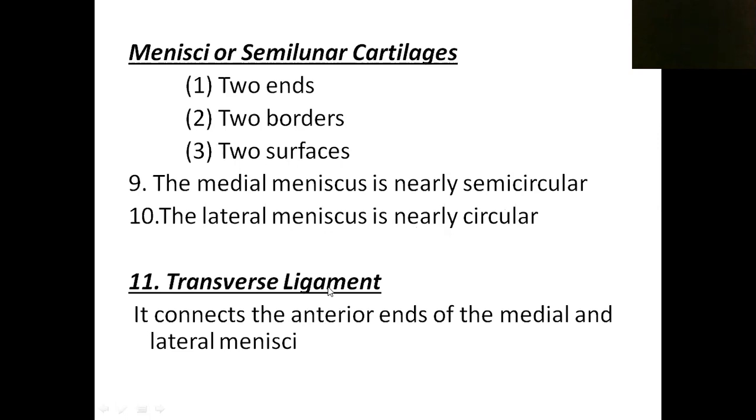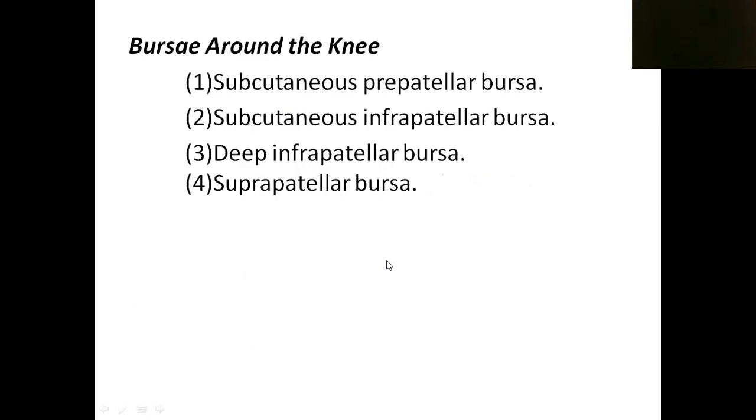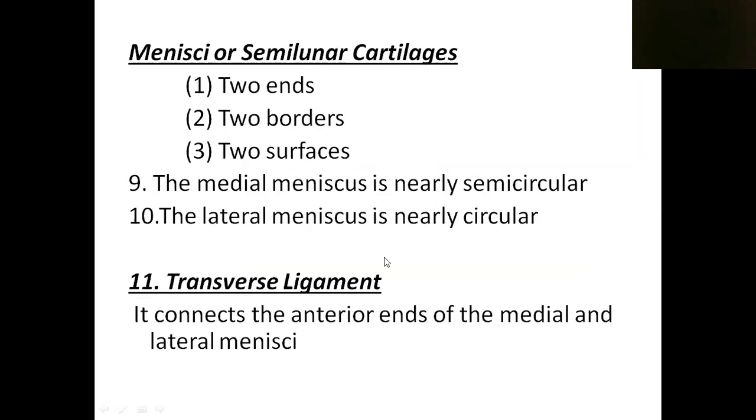Now the transverse ligament. The anterior ends of these two menisci are connected by one ligament. This is the transverse ligament. Here in this image, we can see the transverse ligament, then the anterior cruciate ligament, then the posterior cruciate ligament. Anyway, these are some of the supporting factors.